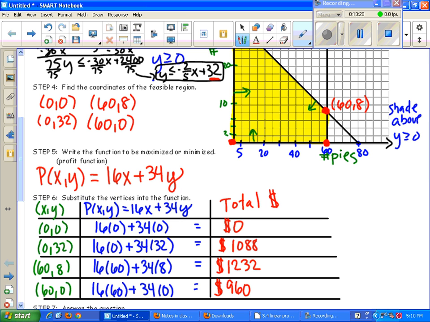So then the next thing that I would do is take my highlighter or circle or whatever you want to do. Usually highlighter is the easiest. And I'm going to highlight my answer, the one that gives me the maximum profit, which means the most for my money, which would be this one right here.